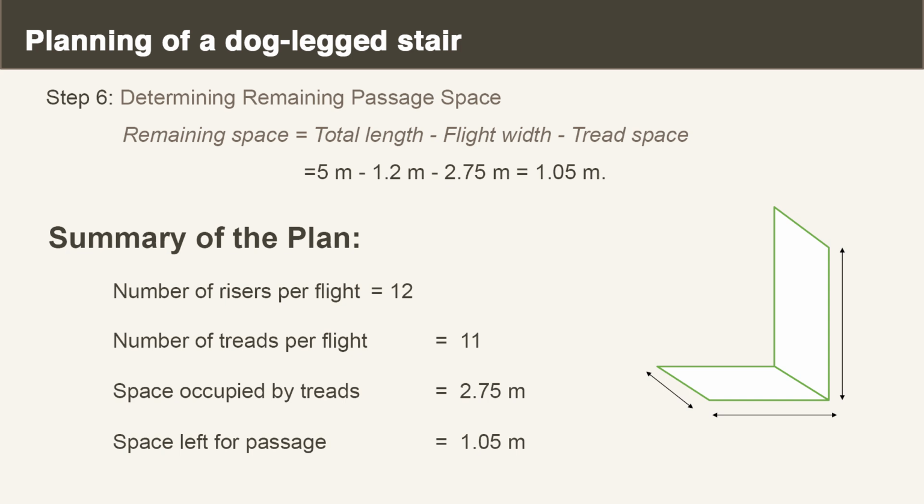Summary of the plan. For a building where the vertical distance between the floors is 3.6 meter and the stair hall measures 2.5 meter by 5 meter, we can provide number of rises per flight is 12, number of threads per flight is 11, space occupied by the threads is 2.75 meter and the space left for passage is 1.05 meter.